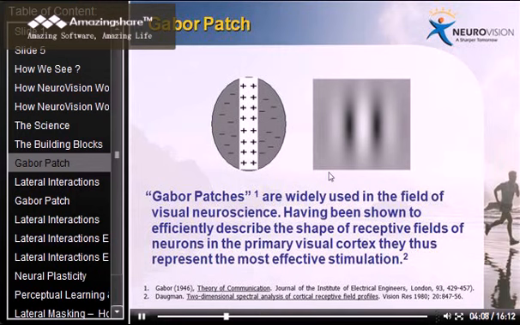Scientists in this field of visual neuroscience have shown that these Gabor patches efficiently describe the receptive fields of neural cells in the primary visual cortex. NeuroVision focuses on the primary visual cortex, what we call V1, the first area in the brain that actually receives the information from the eye, and that has some tens of thousands of neural cells. Each one is filtering a specific type of Gabor patch, like the one shown here on this slide.